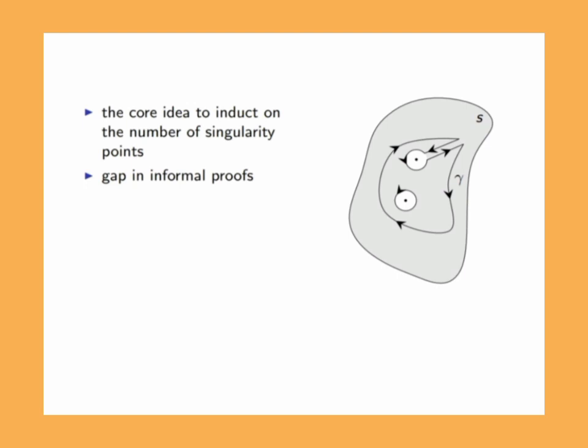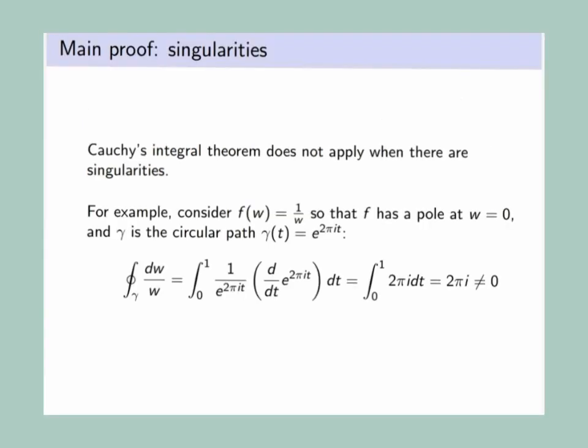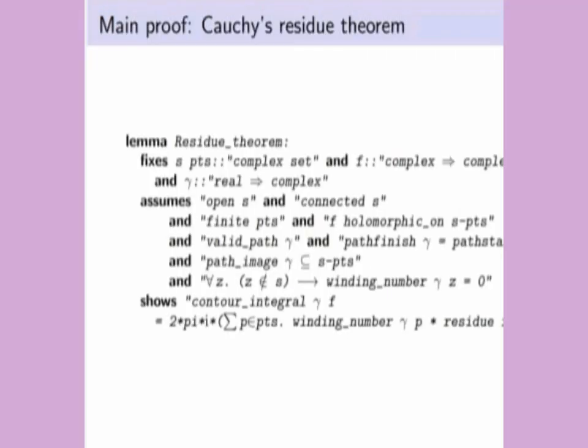Here we have a diagram. The proof of the integral theorem does not apply when there are singularities. It shows f of w is equal to 1 over w. It shows w is equal to 0 at a pole. Cauchy's residue theorem, lemma: the residue theorem fixes a point in the complex set and f of complex. It has a real point complex.